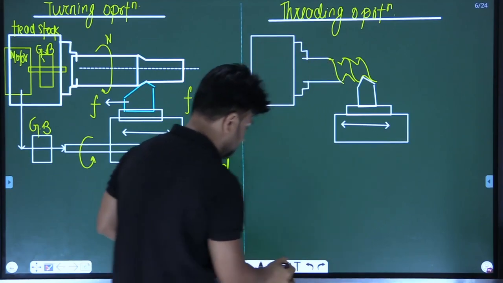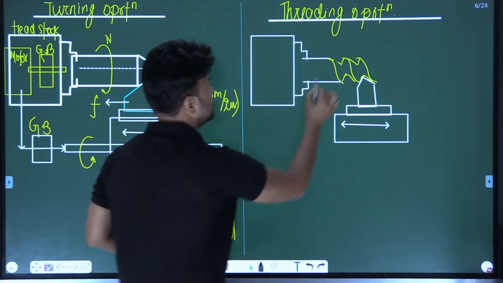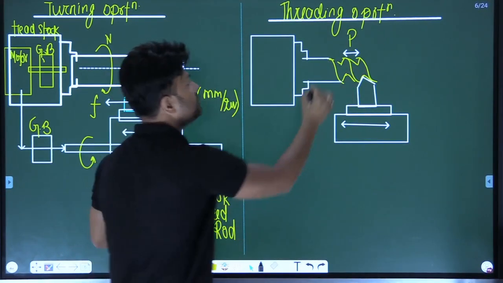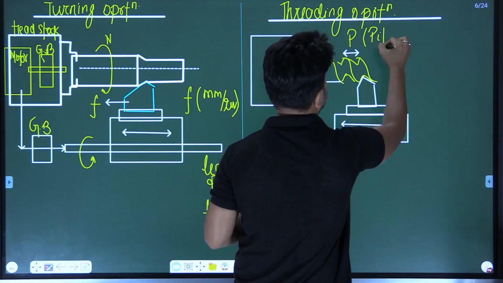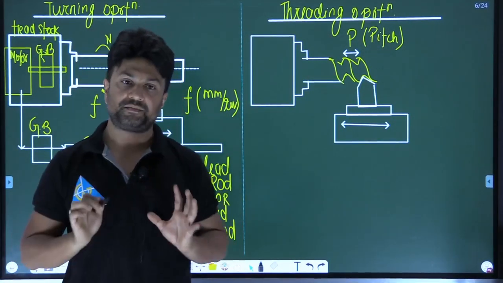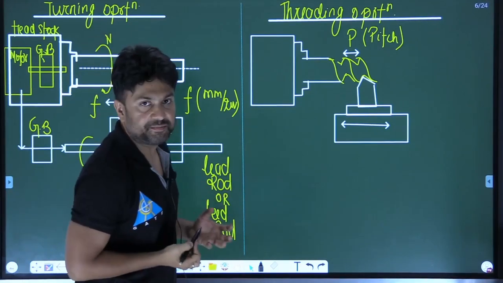So that the desired pitch will be cut. Desired pitch. P is what? P is the pitch, P-I-T-C-H, pitch on a workpiece, on a thread which you want to cut. Am I clear? So how can we cut that pitch?